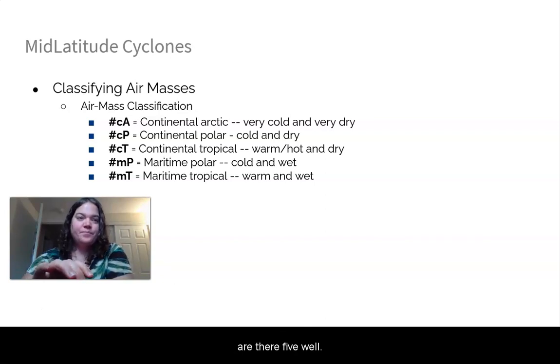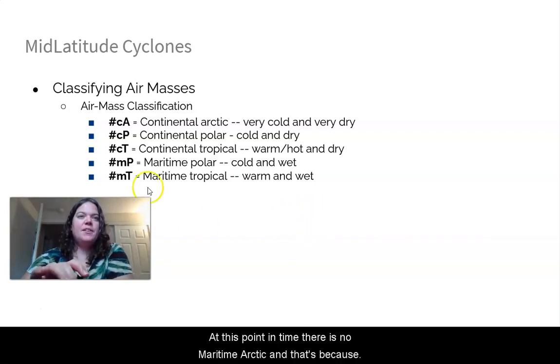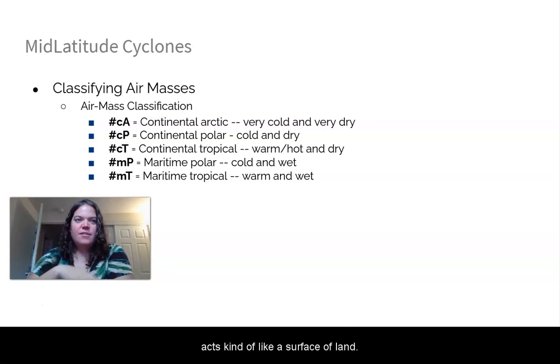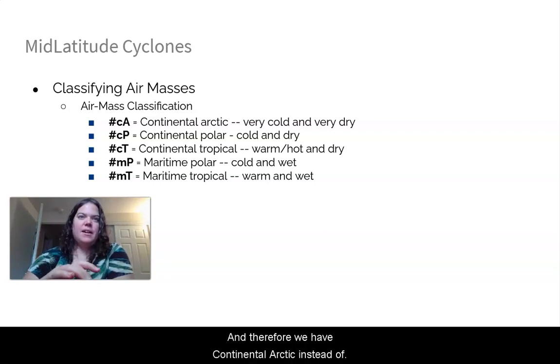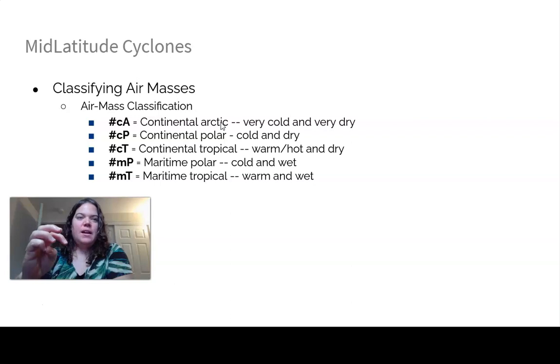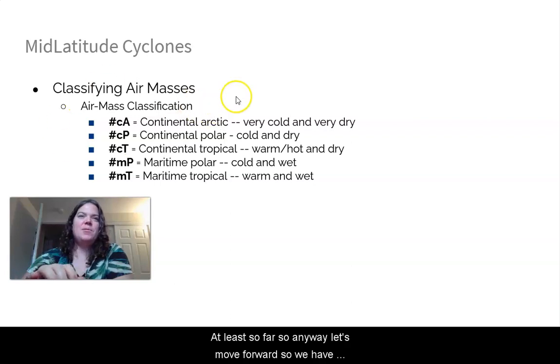Well, at this point in time, there is no Maritime Arctic, and that's because the North Pole is covered by ice, right? Sea ice. So the sea ice acts kind of like a surface of land, and therefore we have Continental Arctic instead of Maritime Arctic. So there's no water up there exposed, at least so far. So anyway, let's move forward.